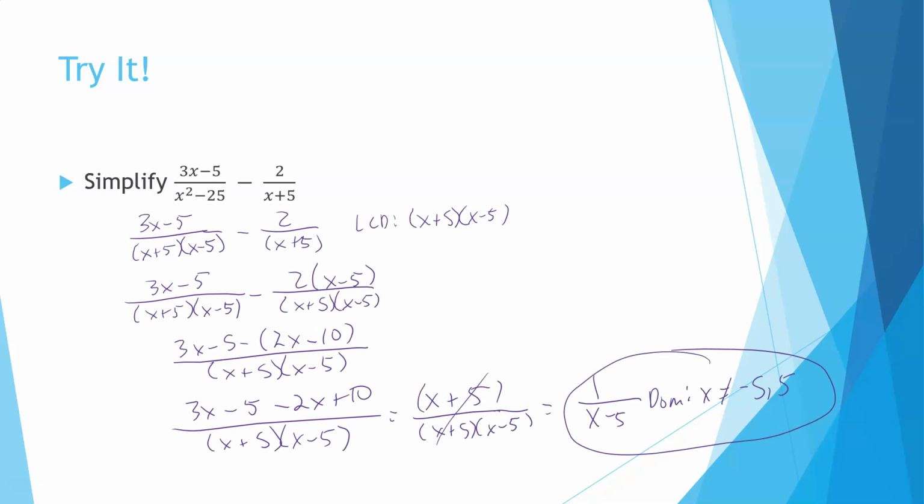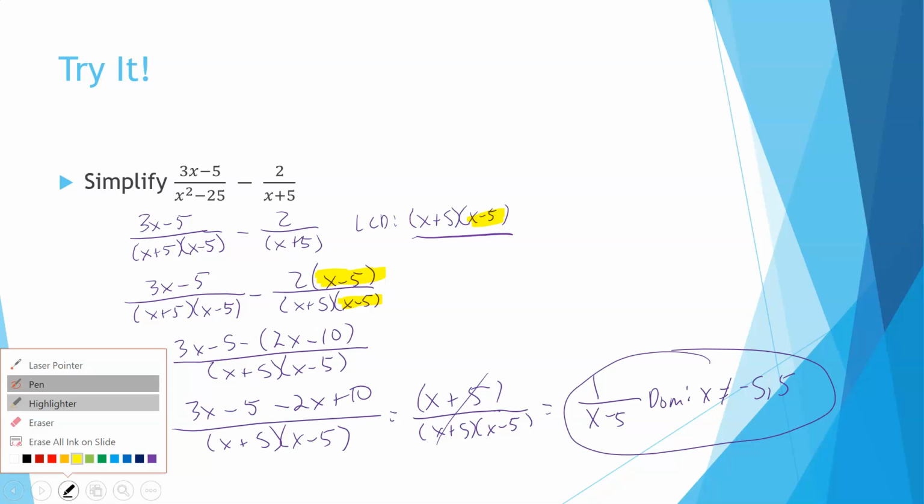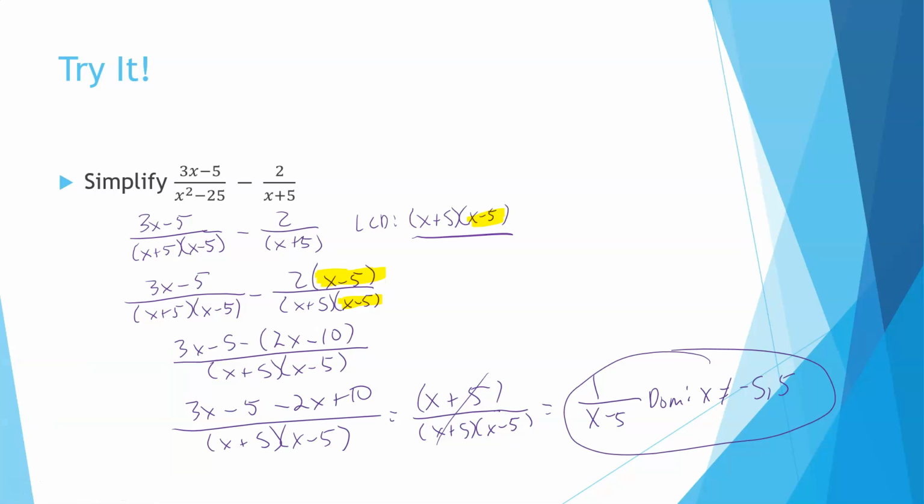Hopefully you remembered then that first denominator factored as x plus 5 times x minus 5, which then made your least common denominator x plus 5 times x minus 5. So the first fraction was fine as is, which was nice. The second fraction, however, was missing the x minus 5. So I multiplied the top and bottom by x minus 5. Once I did that, I combined it as one fraction.